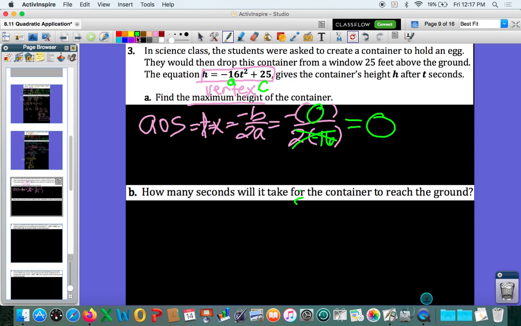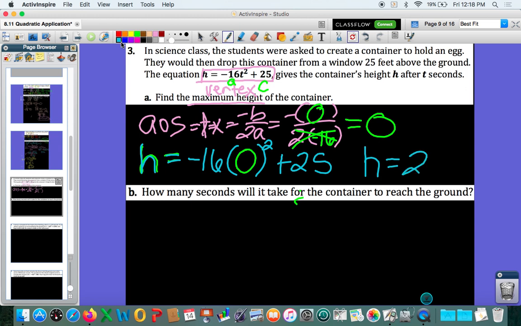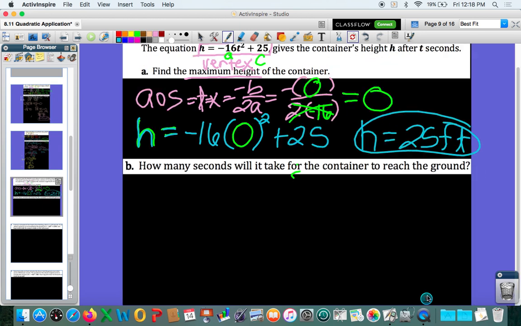So it looks like the maximum height is going to have to be figured out by plugging 0 in. So I've got h equals negative 16 plus 25. I plug my 0 in here, and I find out that h is 25. So the maximum height is 25 feet. I believe it's feet in this one too. Feet, yes. 25 feet. How long will it take for the container to reach the ground? Okay.